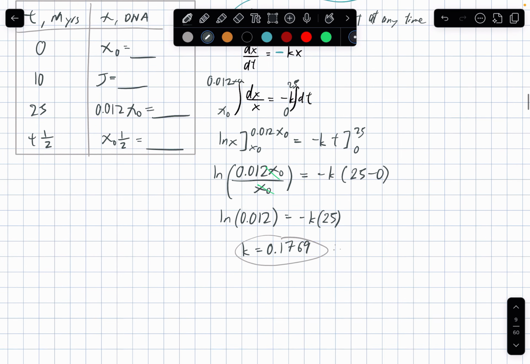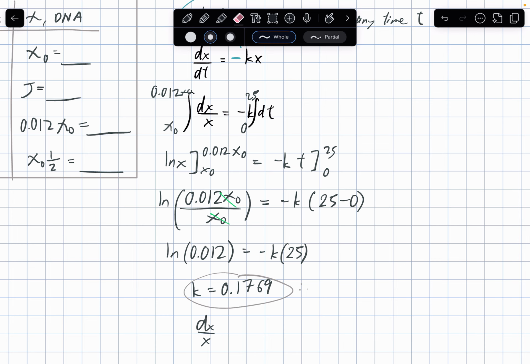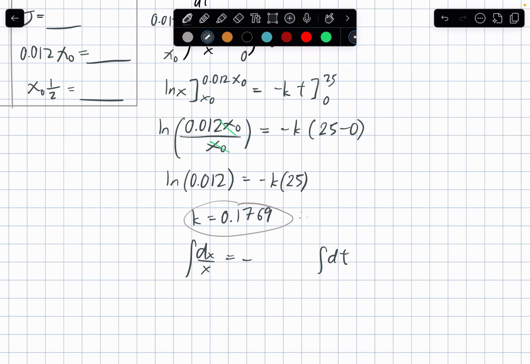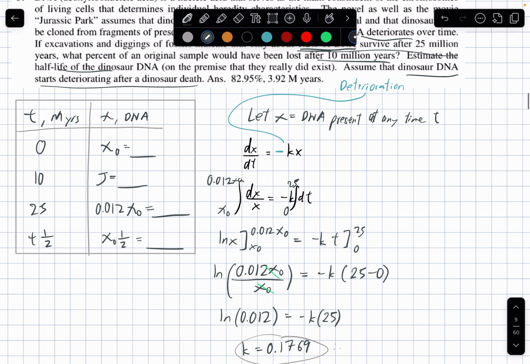Okay, so we have the k value. Let's go back to our original equation. dx over... Let's just work with this one. Integral dx over x minus k integral dt. Replace k with, well, you just substitute 0.1769. So, what do we do next?